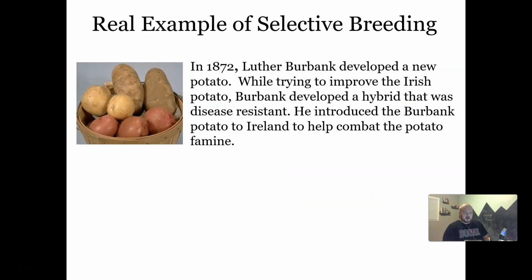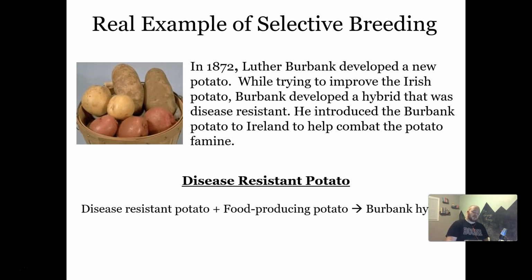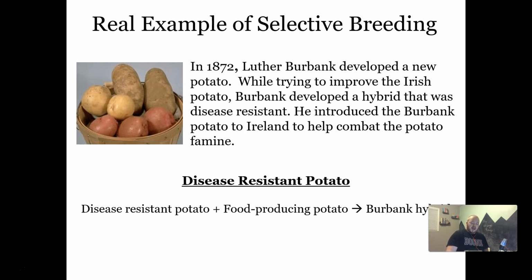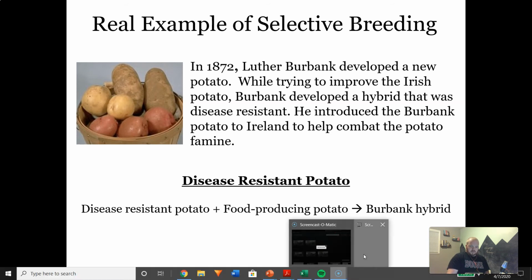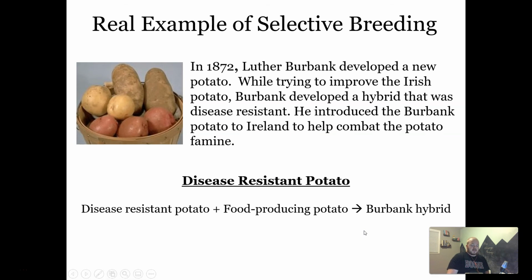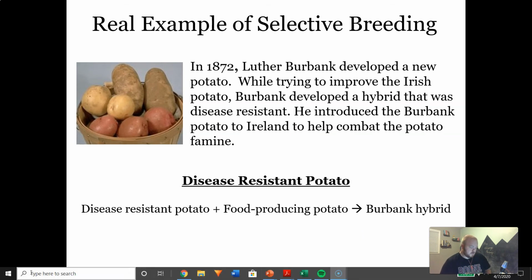Now, a real example of selective breeding: in 1872, Luther Burbank developed a new potato. He was trying to improve on the Irish potato. Burbank developed a potato that was disease resistant, and introduced it to Ireland to help combat the potato famine that swept the country. What he did was take a disease resistant potato, cross it with a food producing potato, and produce the Burbank hybrid. This is what we usually do when it comes to making any kind of hybrid.